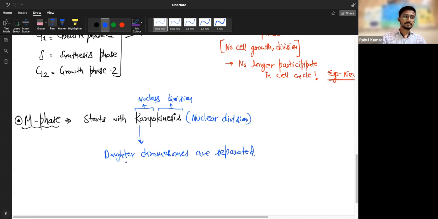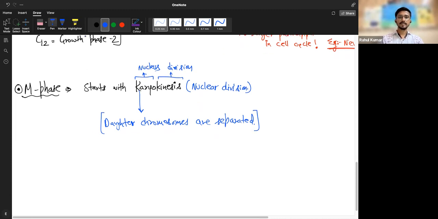Okay. So chromosomes also duplicate in copies and become double. Then half goes on one side, half goes on the other side. That's called karyokinesis. So it starts with karyokinesis, and second point, it is followed by cytokinesis. So M phase starts with karyokinesis, followed by cytokinesis. This you already know, right?